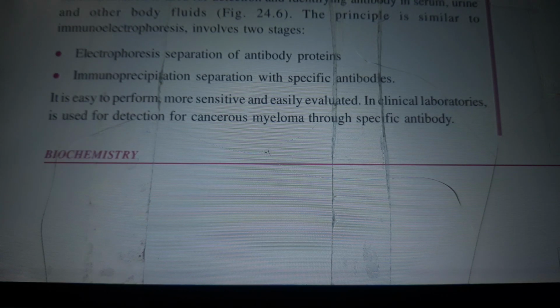Immunofixation. Immunofixation is used for detection and identification of antibody in serum, urine, and other body fluids. The principle is similar to immunoelectrophoresis and involves two stages. Electrophoresis, separation of antibody proteins.